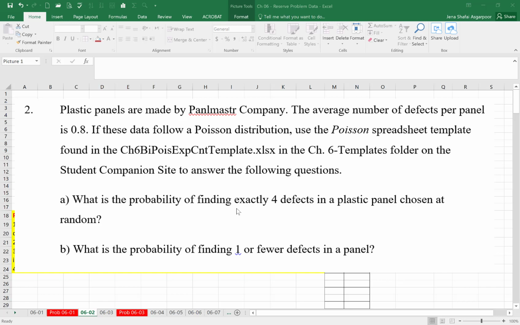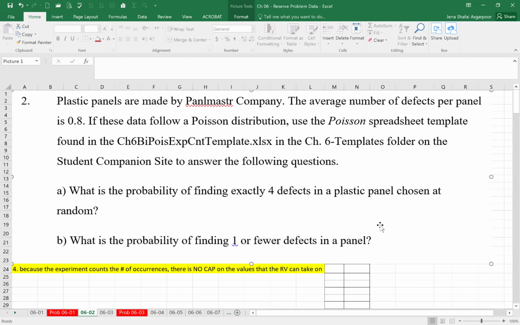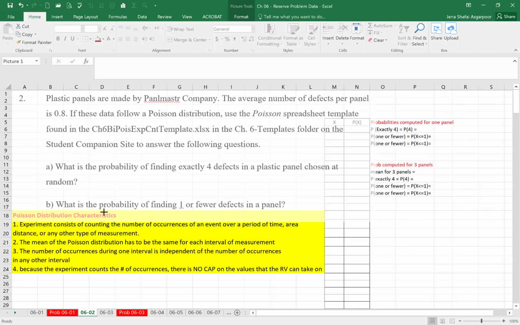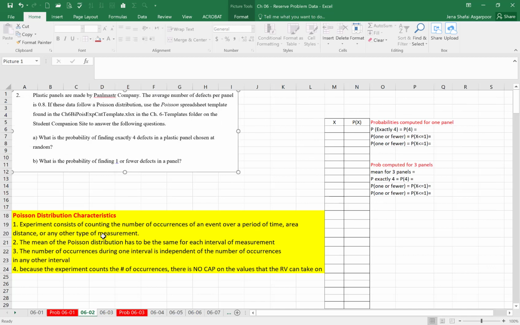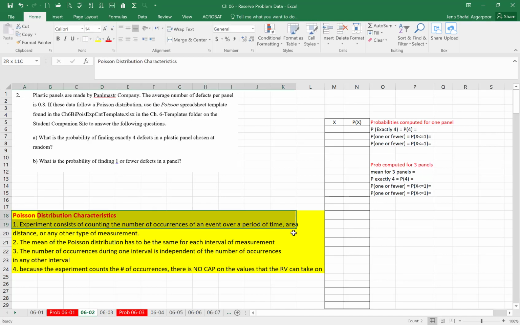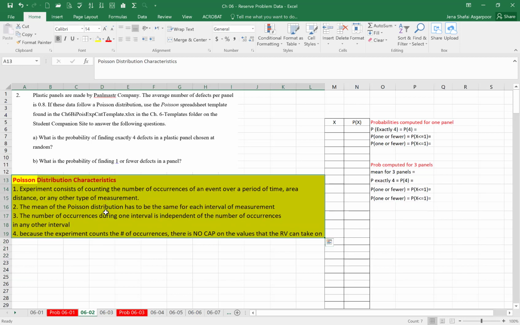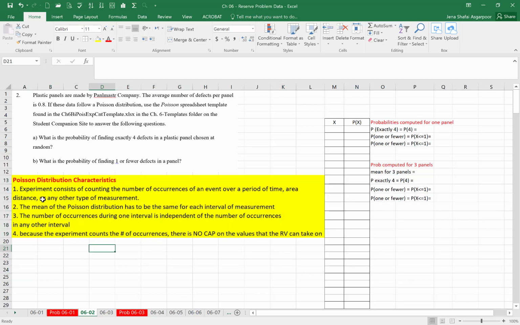What is the probability of exactly 4 defects in a plastic panel? And what is the probability of finding 1 or fewer defects in a panel? So let's go ahead and review the characteristics. Okay, so the Poisson distribution is experiments.